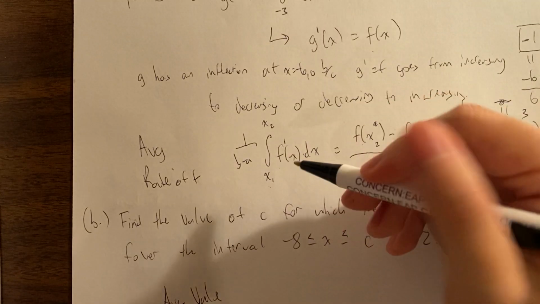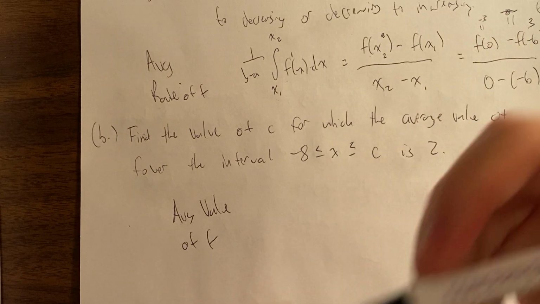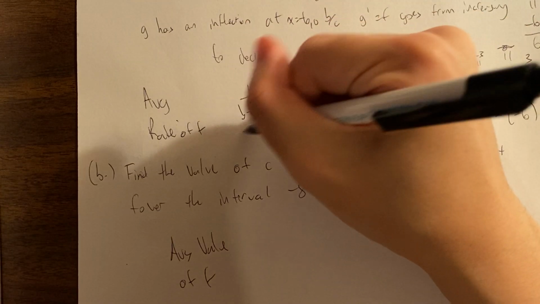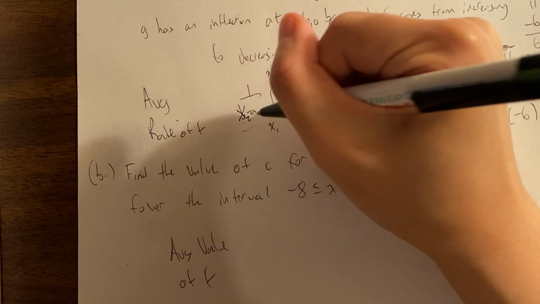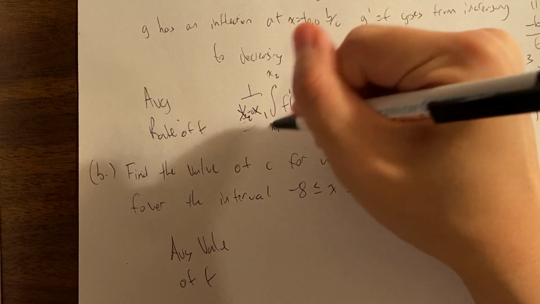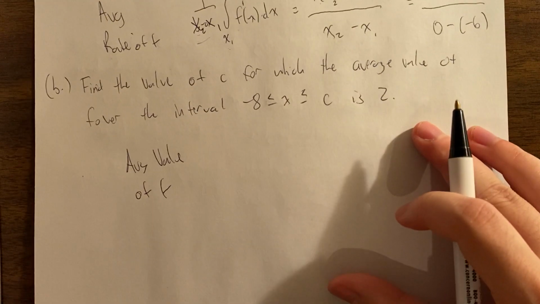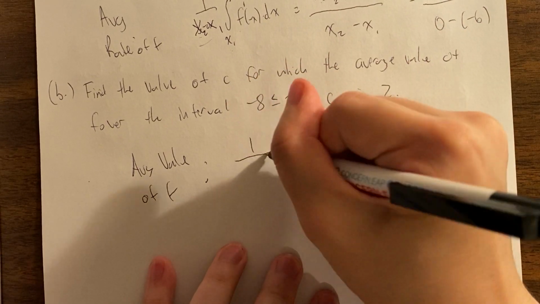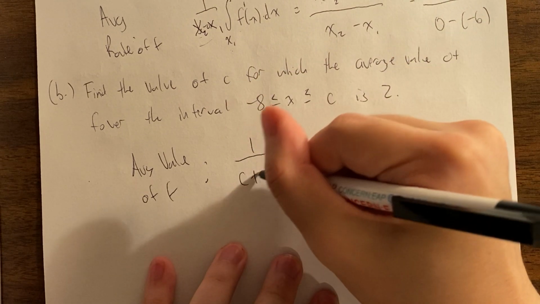So instead of doing average rate, we would put f prime in here. Now we're going to do average value here. I wasn't super precise. I should have written x2 and x1, because in these two the coordinates were x2 and x1. But let's move on. So average value over this interval is going to be 1 over c minus 8.